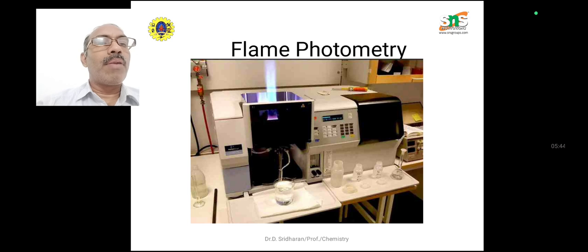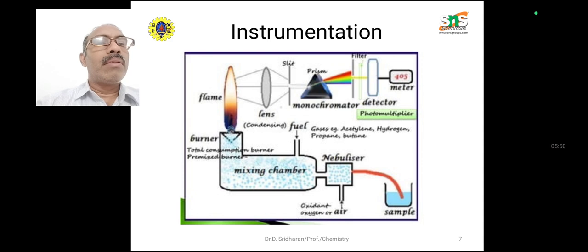This shows the flame photometry instrument. This is a schematic diagram of the instrumentation. Here we start with the sample solution that is sprayed out by the nebulizer. It is converted in the flame, followed by the lens, monochromator, detector, and then the display.